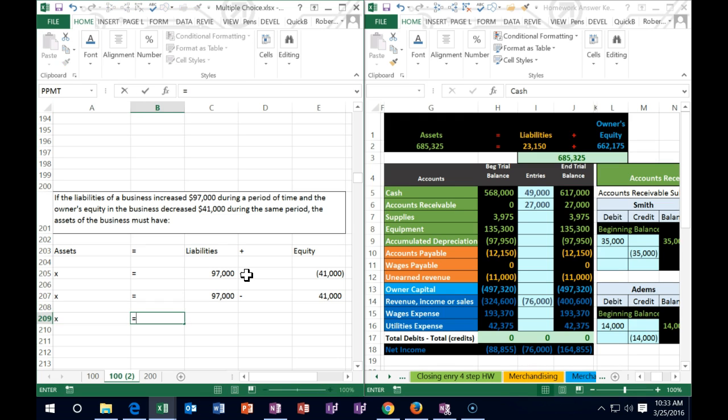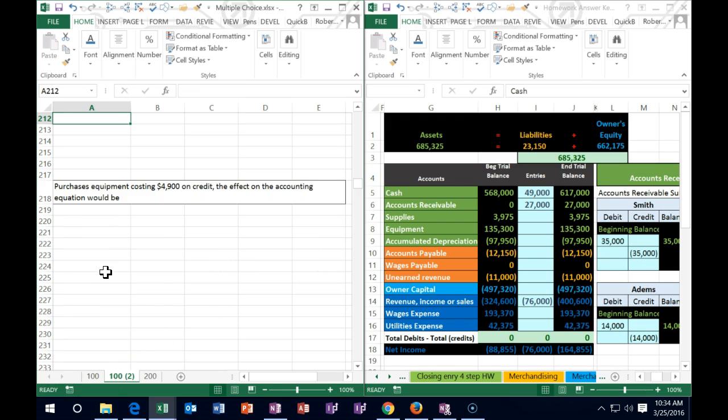So it was just a subtraction problem before, really, but we're going to say X then equals the 97,000 minus the 41,000, and that means it's the 56,000. We know what X was. It was assets. So assets then equal 56,000.